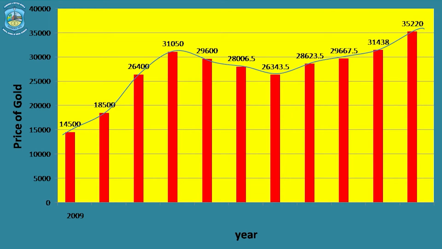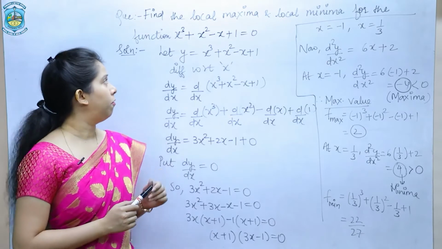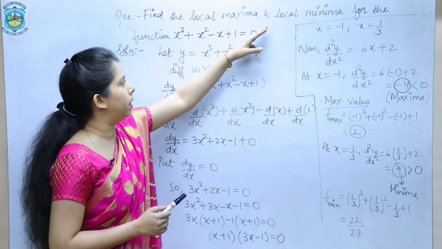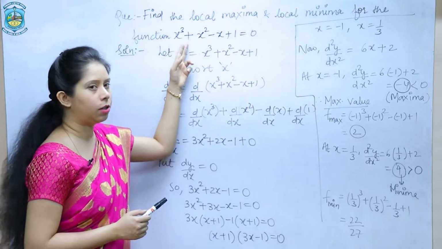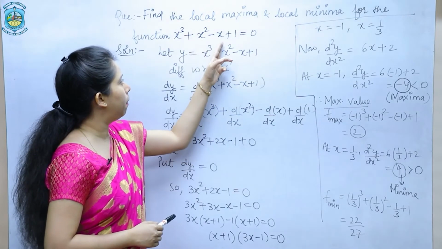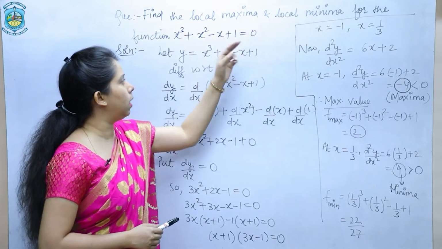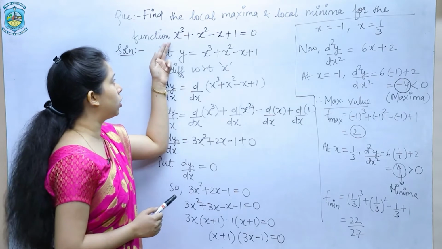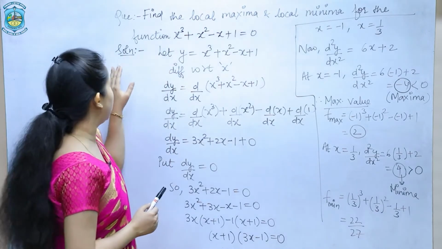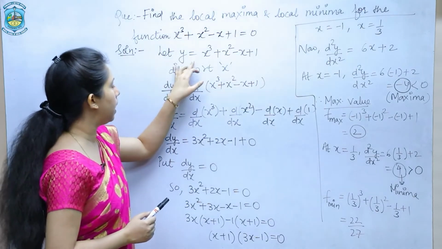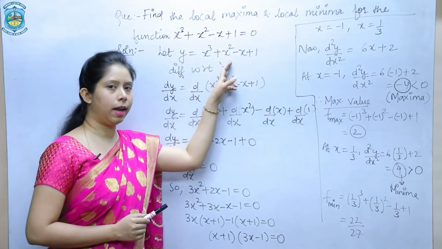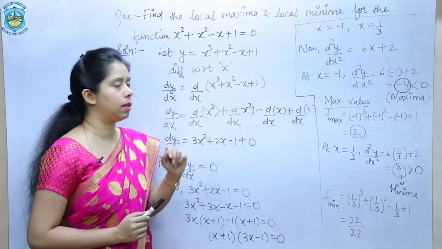So let us understand this with the help of a few examples. The first question is, find the local maxima and minima for the function x cube plus x square minus x plus 1 is equal to 0. So this is a function of one variable. So the solution is, let y is equal to x cube plus x square minus x plus 1.